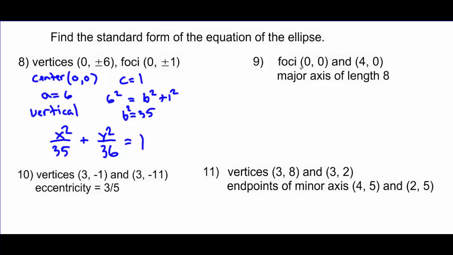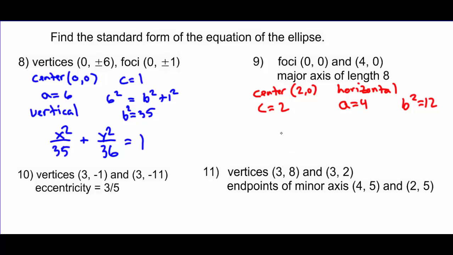Again, if you just look at something like knowing the foci, you can figure out a lot. Like, I know right away that if the foci are at (0, 0) and (4, 0), I know the center's at (2, 0). I know that the c value is 2. Also, I know that this ellipse is going to be horizontal. Okay, major axis length of 8 gives me the a value of 4. And then if we do 4 squared is equal to 2 squared plus b squared, we can pretty quickly figure out that b squared is equal to 12.